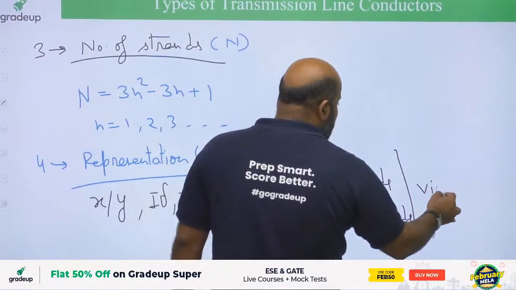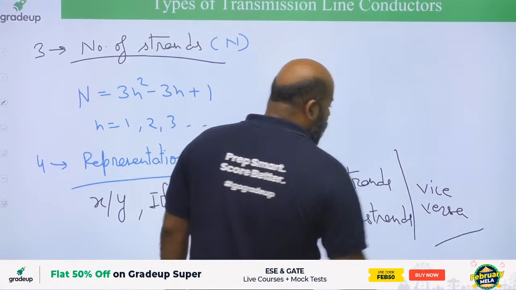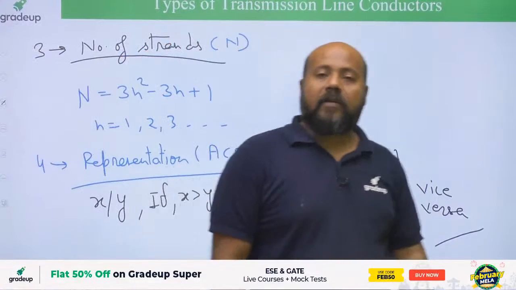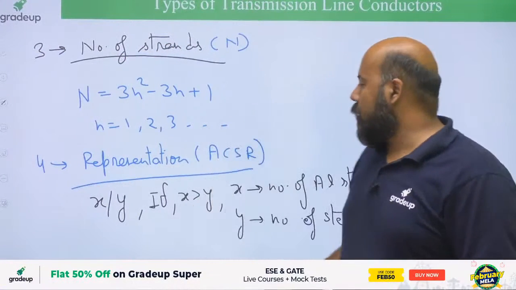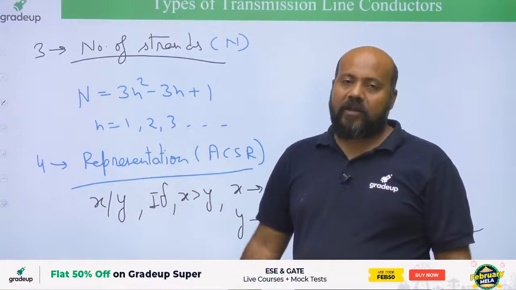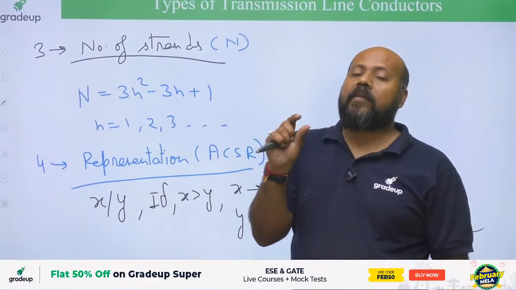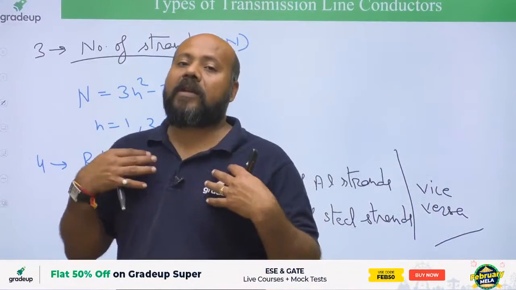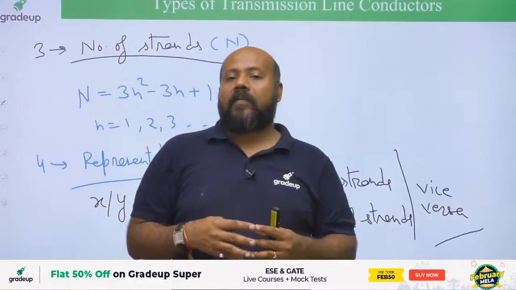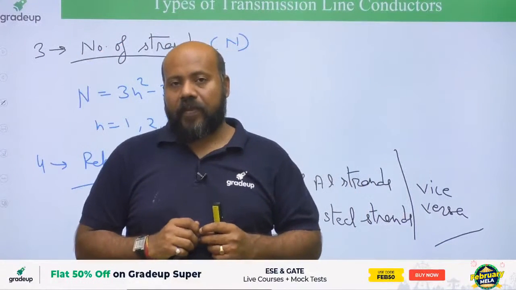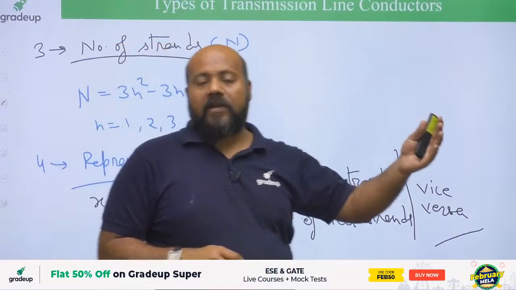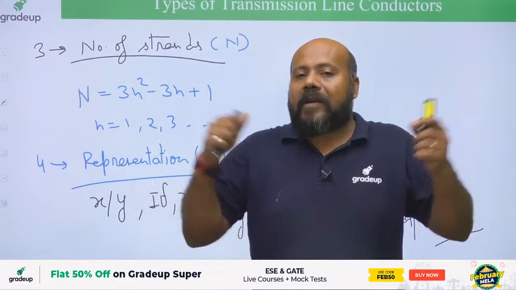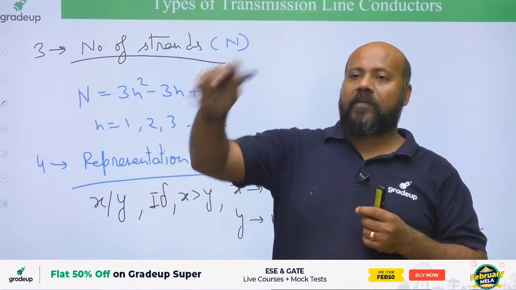Otherwise, vice versa. It means whenever you are having an ACSR conductor representation by two numbers separated by a slash, the lesser number of strands represents the steel strands, because steel strands are there not for conduction but for increasing the mechanical strength. And the more number of strands represents the aluminium strands, because aluminium strands are there for conducting the current.